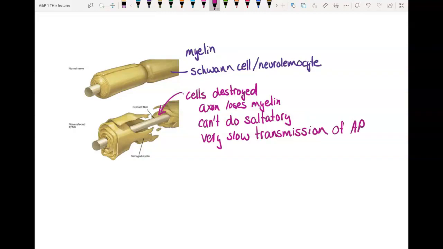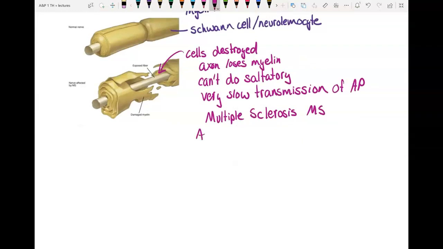And this disease is multiple sclerosis, or MS for short. This is an autoimmune disease. So autoimmune is when your immune system messes up and attacks your own cells.